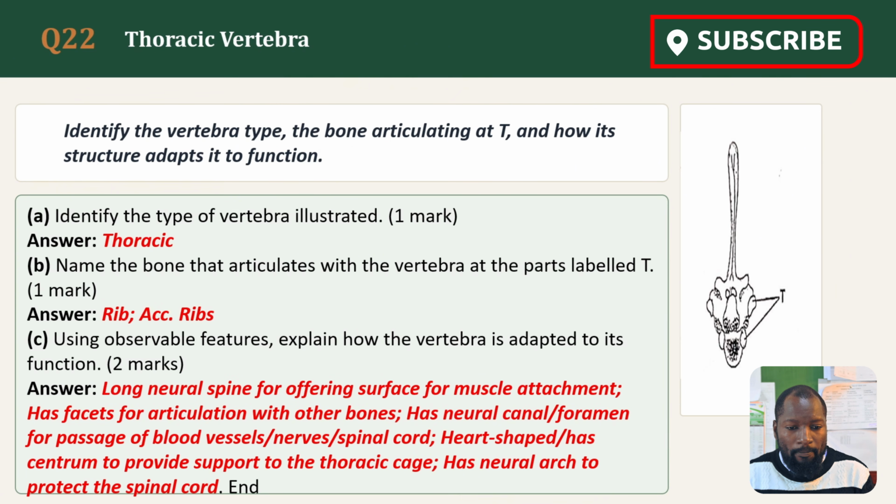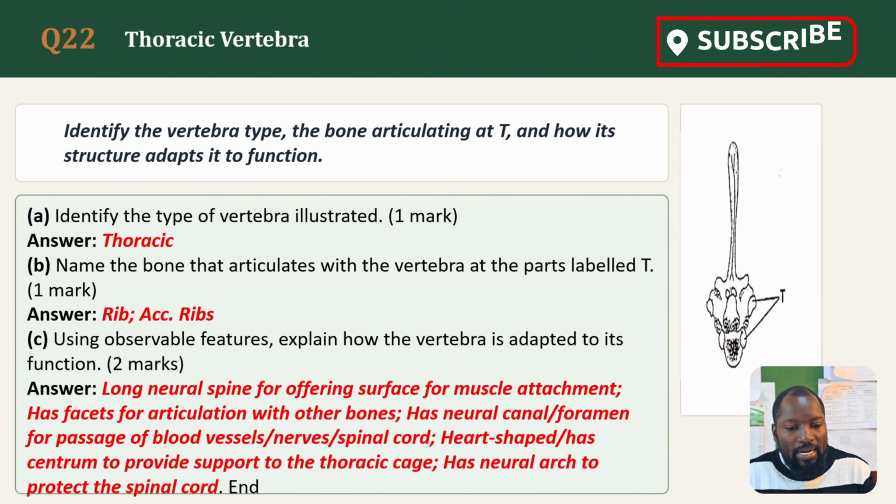Question number 22. The following diagram illustrates a mammalian vertebra. Identify the type of the vertebra. When you look at this vertebra, there's a part labeled T, and then there's the other part. It is definitely from the thoracic region, so this must be a thoracic vertebra. We are being asked to name the bone that articulates with the vertebra at the part labeled T. This one must be a rib, but we can also accept ribs because we are pointing at 2 points. So you can accept rib or ribs.